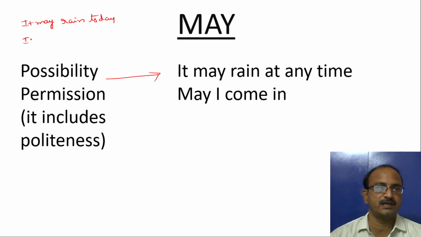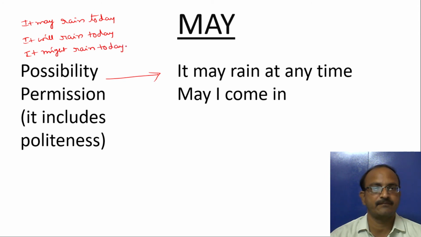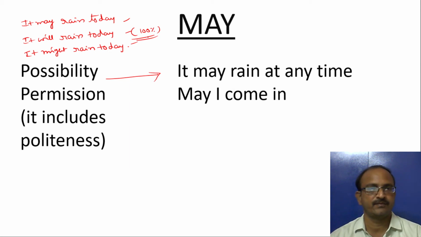Next, it will rain today. Another modal verb is it might rain today. Okay, so this is an interesting analysis. You know, it will rain today means 100% assurance is there. 100% sure it is going to rain today. Definitely the rain will come that day.